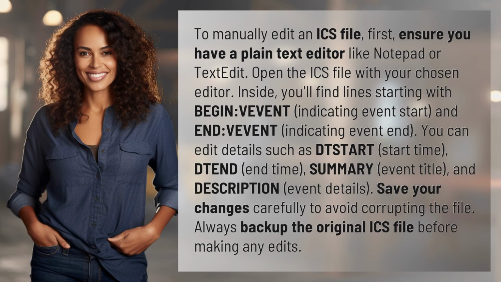To manually edit an ICS file, first, ensure you have a plain text editor like Notepad or TextEdit. Open the ICS file with your chosen editor. Inside, you'll find lines starting with BEGIN:VEVENT, indicating event start, and END:VEVENT, indicating event end. You can edit details such as DTSTART, start time, DTEND, end time, SUMMARY, event title, and DESCRIPTION, event details.